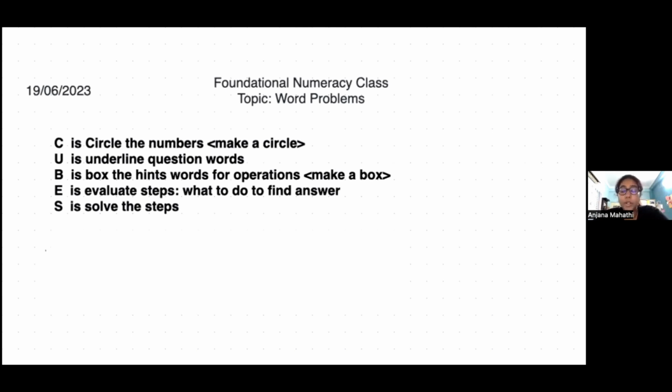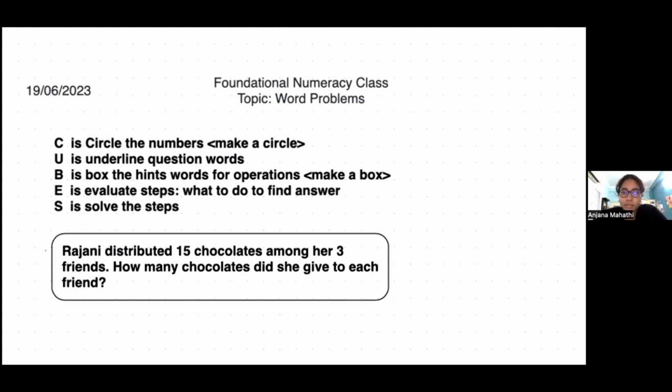So we are going to use this CUBES method to help us solve this word problem. Can someone please read out this word problem for the class? Good job. Thank you, students.